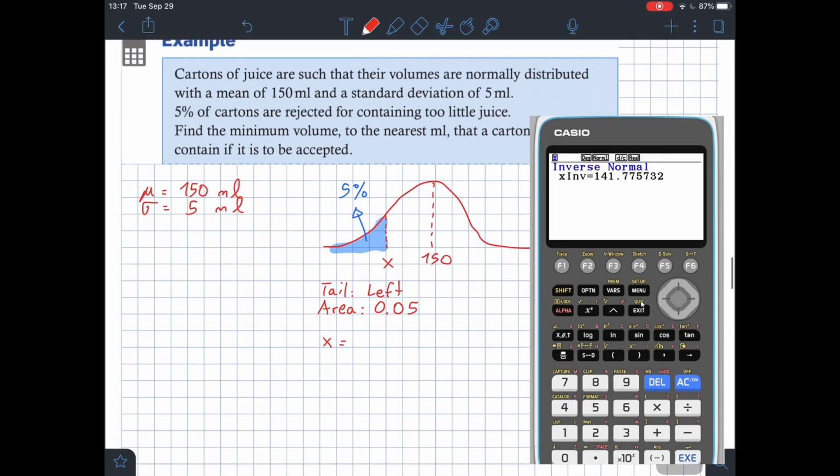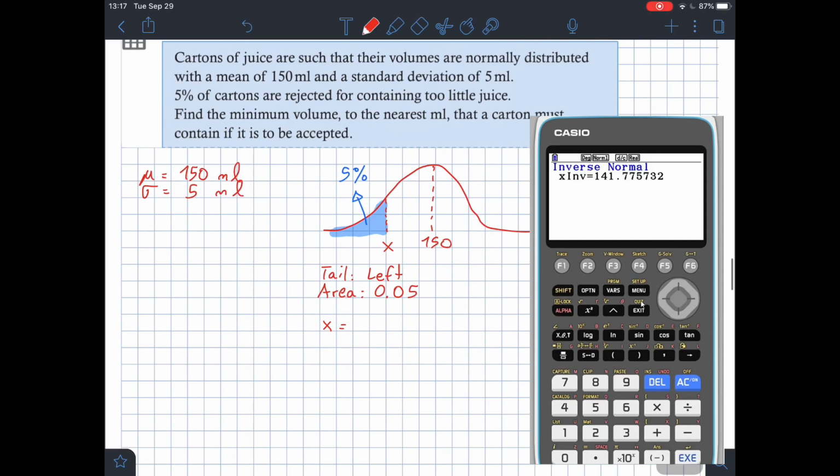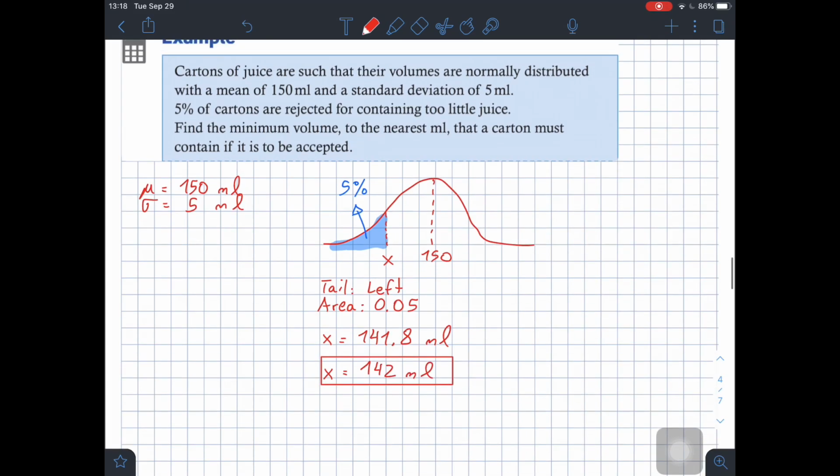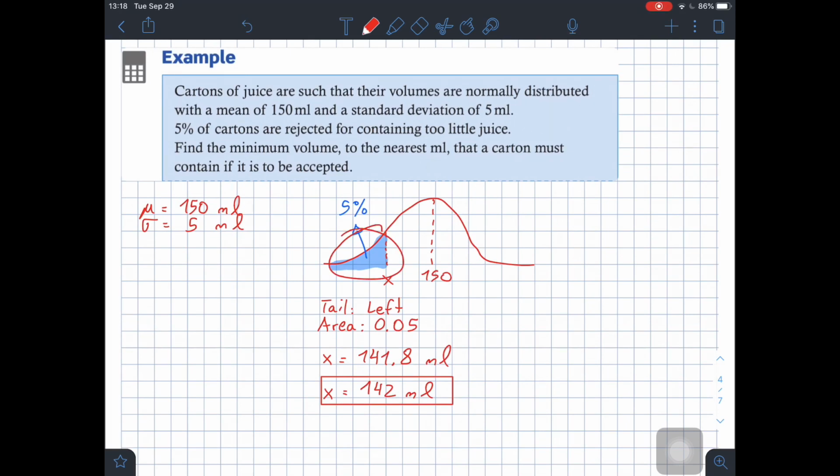It says to the nearest ml, right? So the not rounded answer would be 141.8 ml. But the rounded value would be, to the nearest ml, 142 ml. That means that I would expect that 5% of my complete production would have a volume less than 142 ml, and I will reject all of those.